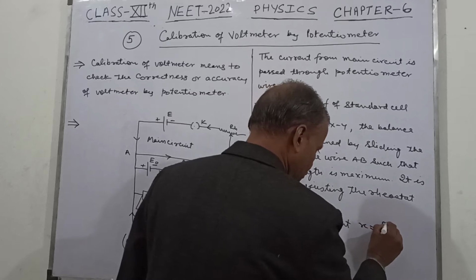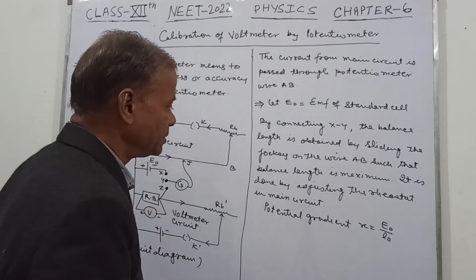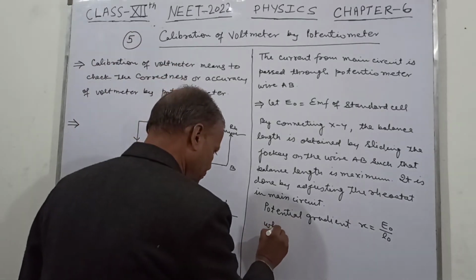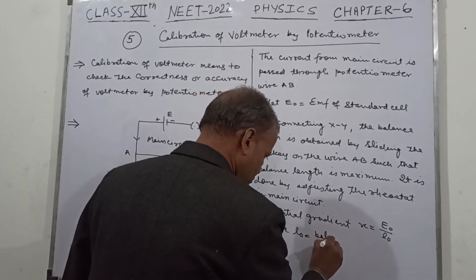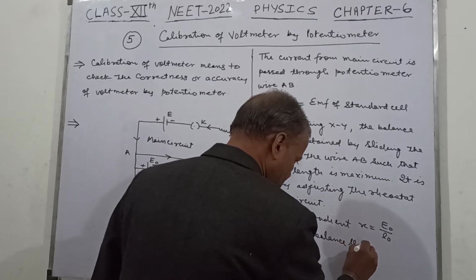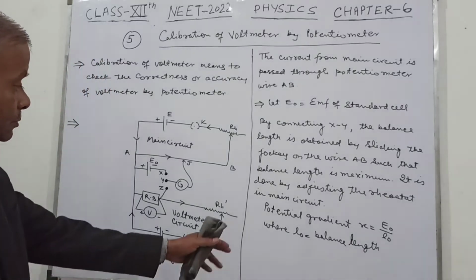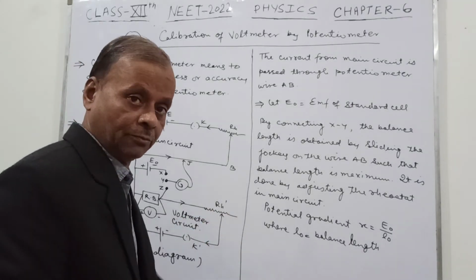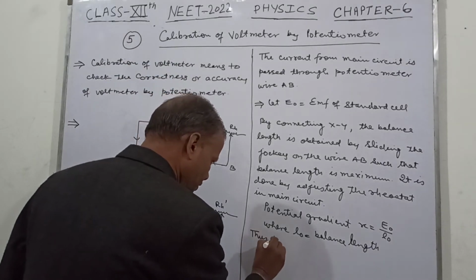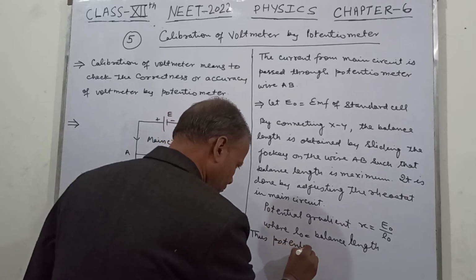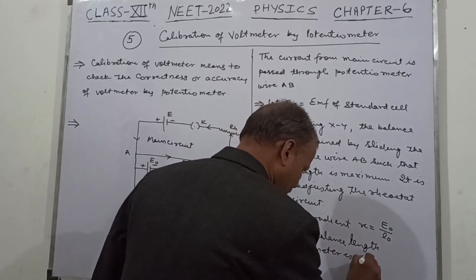The potential gradient x equal to E naught upon L naught, where L naught is the balancing length. Thus we have standardized the potentiometer. Thus the potentiometer is standardized.